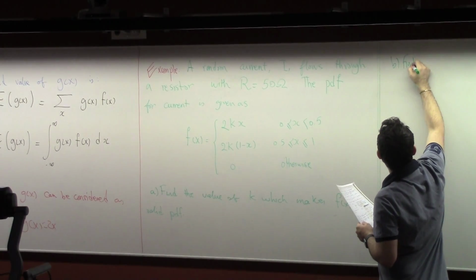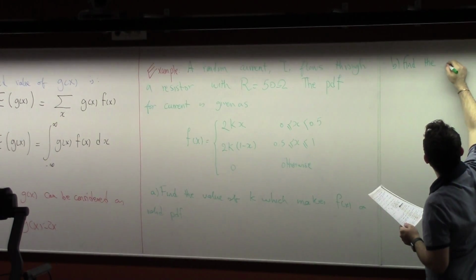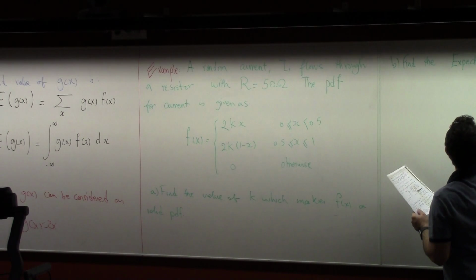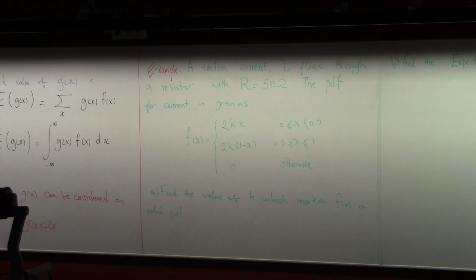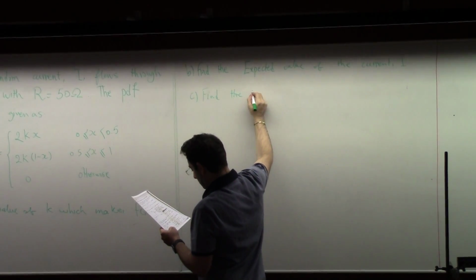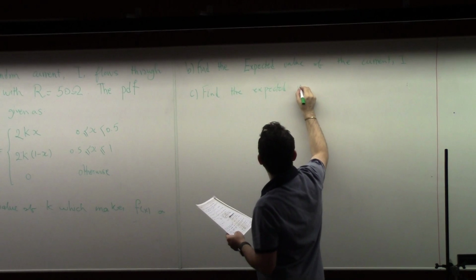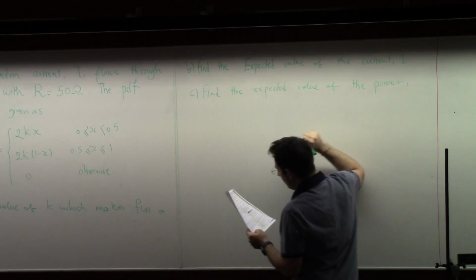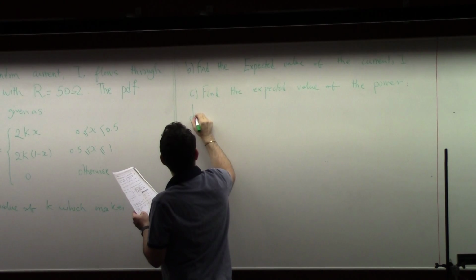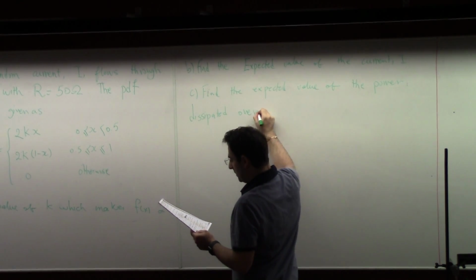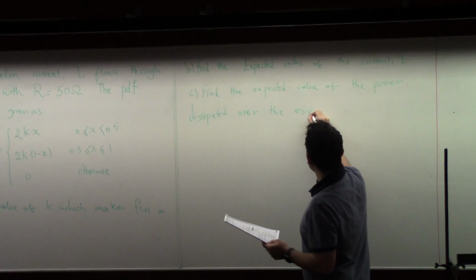We find the expected value of the current I, and find the expected value of the power dissipated, consumed, lost over the resistor.